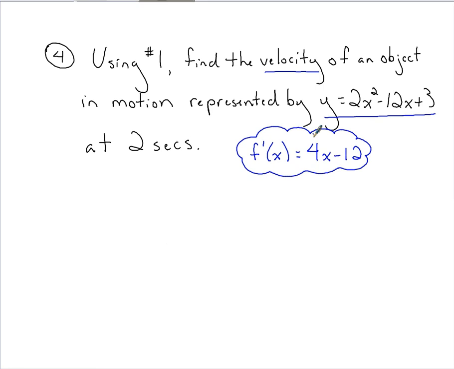So we're talking about a time of 2 seconds. What are we going to do with that 2? Just plug it in for x, right? We want to find the velocity. Velocity is going to equal 4 times 2 minus 12. Got 8 minus 12, negative 4. Got no units of measurement to work with on this problem the way it's given. We could say meters per second, something like that, but negative 4 is the value that we get back.